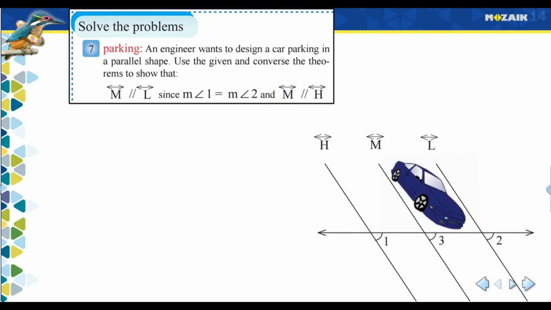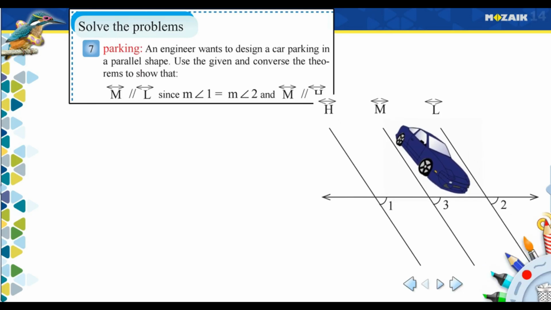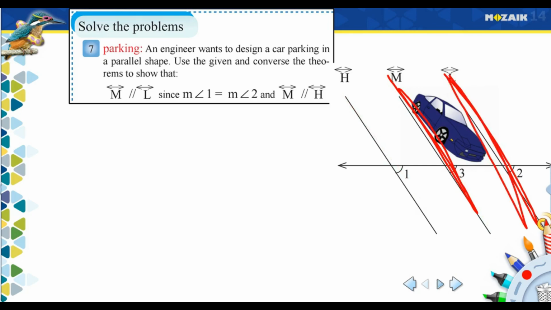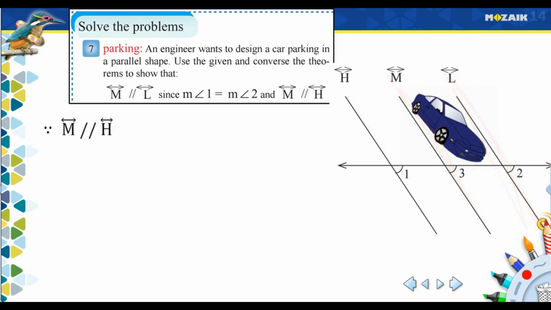Measure of angle 1 equals measure of angle 2, and line M is parallel to line H. What we want is to show that line M is parallel to line L. Look at this: line M is parallel to line H.